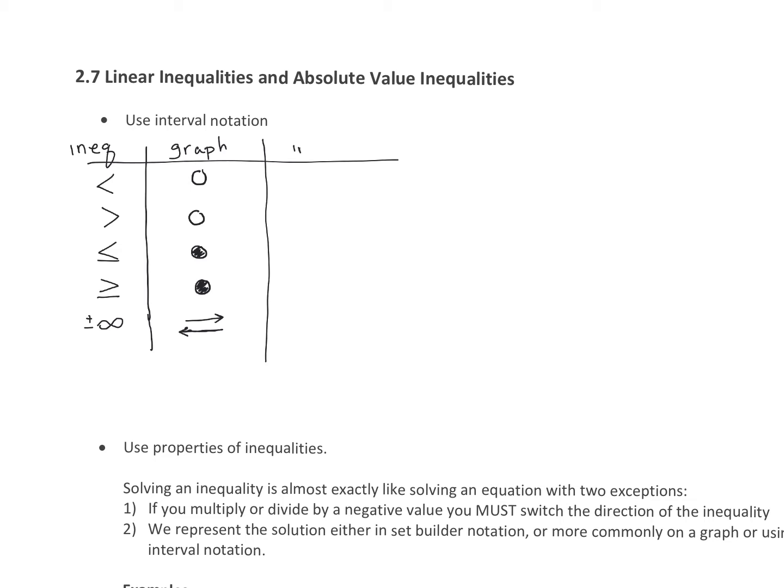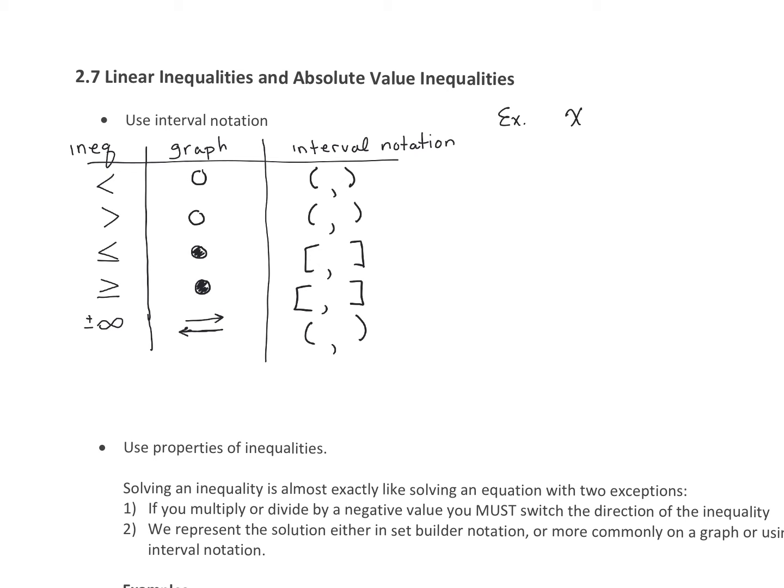The last thing is the interval notation. So for example, if you have a less than symbol, you're going to use parentheses. These are like open brackets. And if you have the equal to sign, you're going to use closed brackets. And with infinity, because you can't ever really get there, you're going to use parentheses.